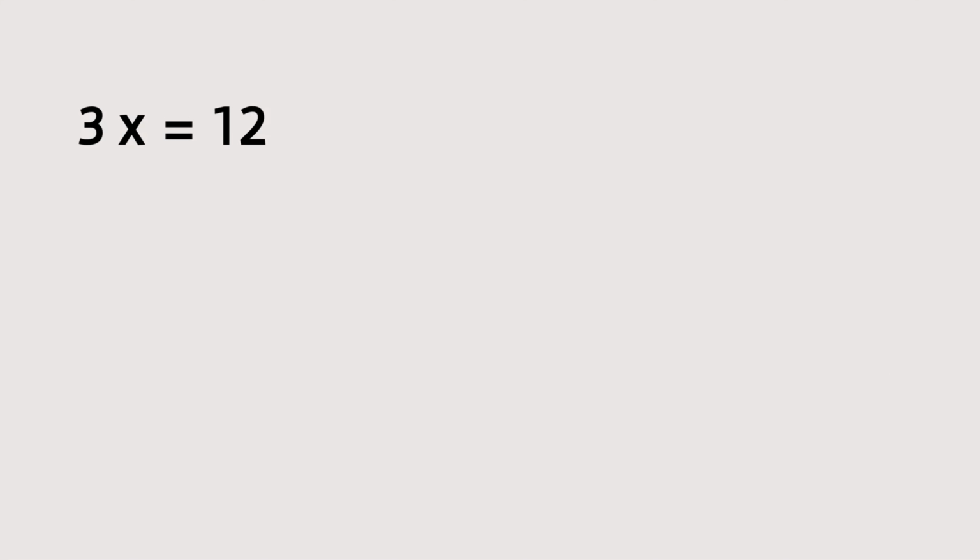3x equals 12. This equation says 3 times some unknown number equals 12. On a side note, the order of the numbers doesn't matter in multiplication. You could switch the order and write x3, but it's customary to always list the known number first and the unknown number second. Now, to get x by itself, we need to reverse this multiplication. What's the opposite of multiplying by 3?